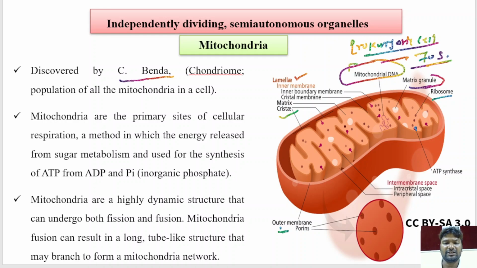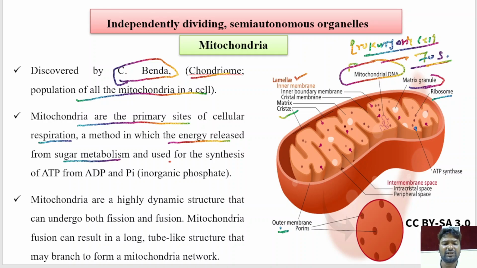It was discovered by Kölliker and named the chondriome. This is the population of all mitochondria in a cell, because in a cell there are many mitochondria. In active cells there is a higher number of mitochondria, and in senescent cells there is a lower number of mitochondria. Mitochondria are the primary site of cellular respiration, a process in which the energy released from sugar metabolism is used for the synthesis of ATP from ADP. We will discuss that later in some next lectures.